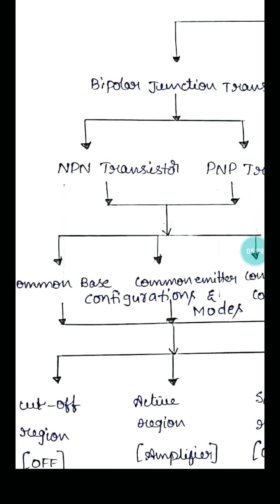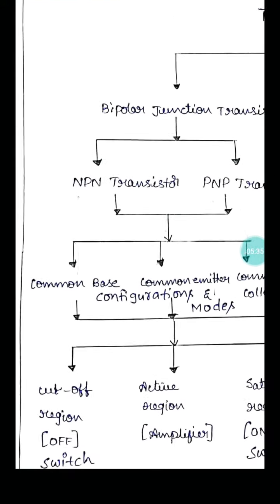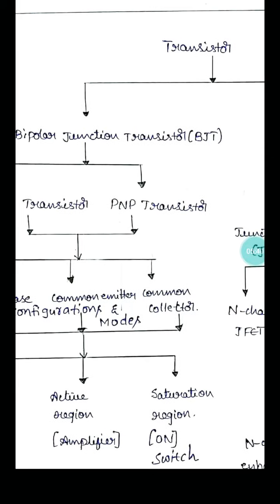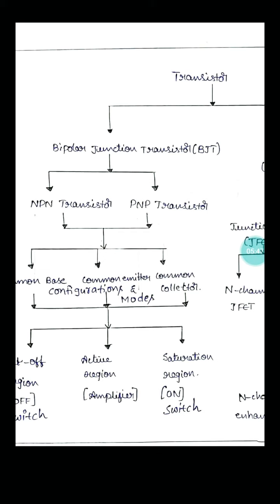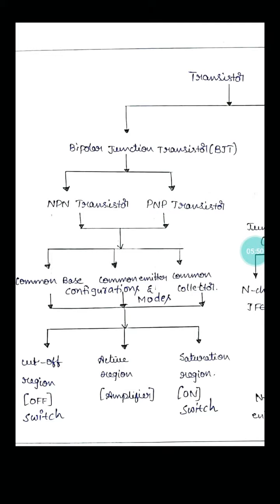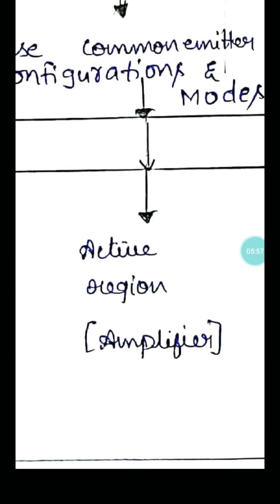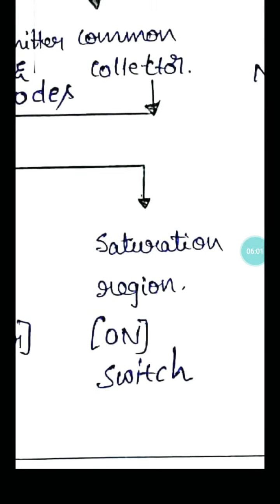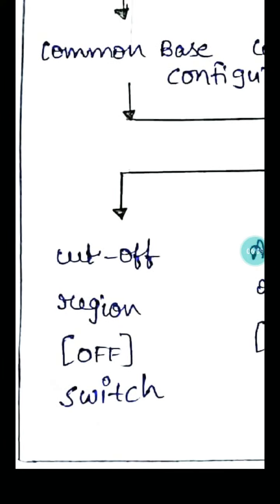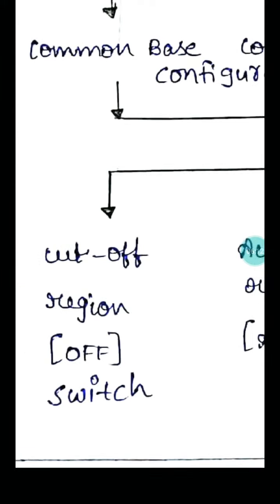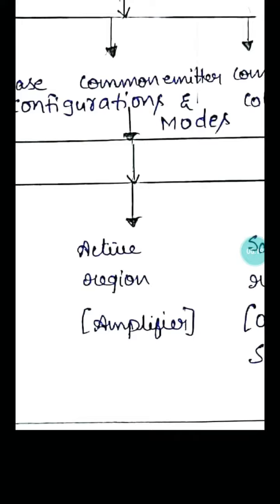NPN operates in three configurations or modes: common base, common emitter, and common collector. Coming to the output side, we can observe three regions in the output characteristics: cutoff region, active region, and saturation region. The transistor works as an off switch in the cutoff region, an on switch in the saturation region, and an amplifier in the active region.